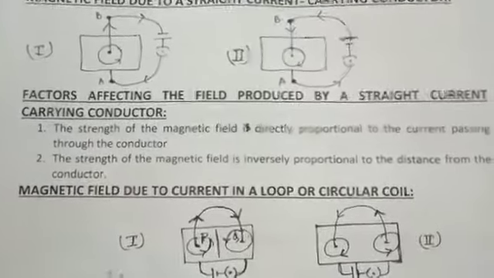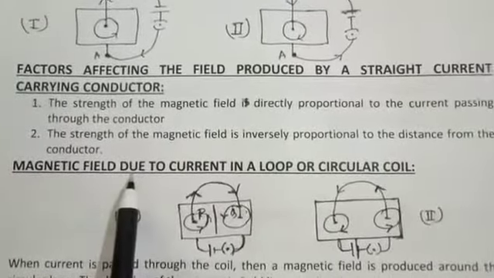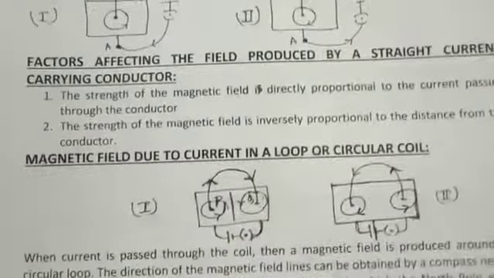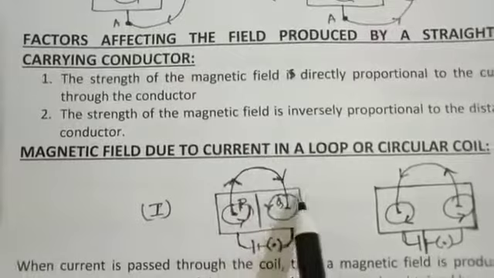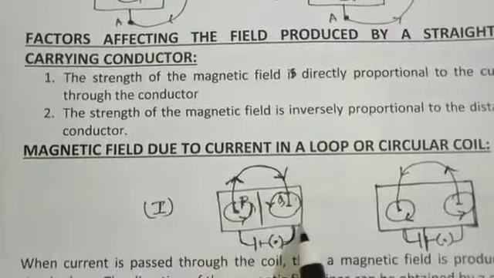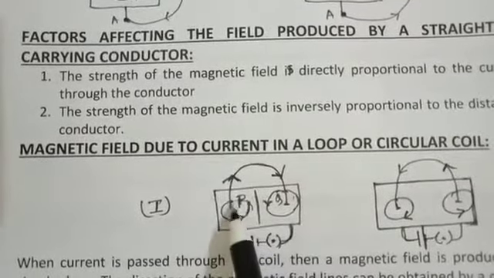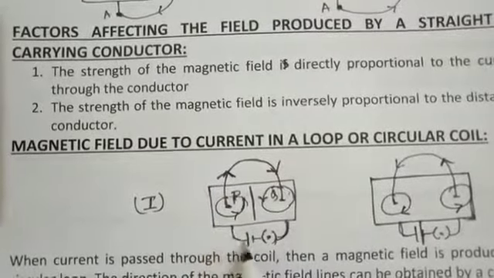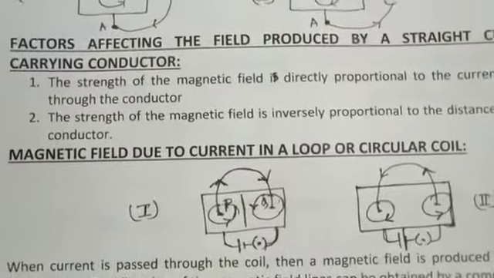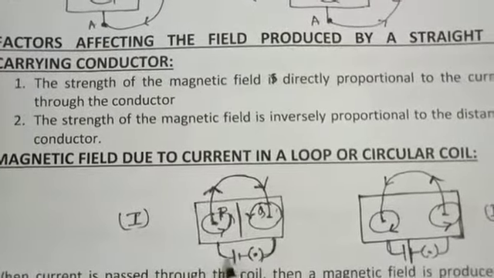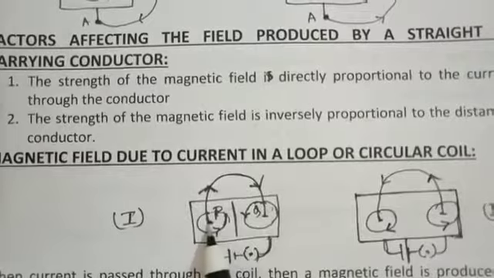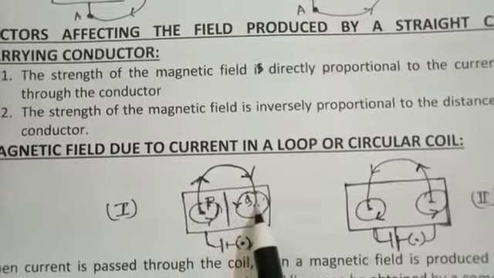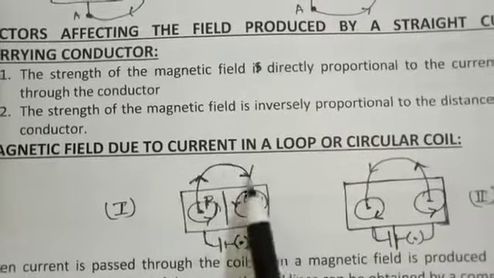Now let us take up the next topic, that is magnetic field due to current in a loop or circular coil. In figure number 1, we have got a cardboard here. This is a conductor in the form of a loop. This is connected to a cell, and if you can see here, the current is going to enter from the point P and it is coming out from the point Q. So this is in the format of a circular loop.